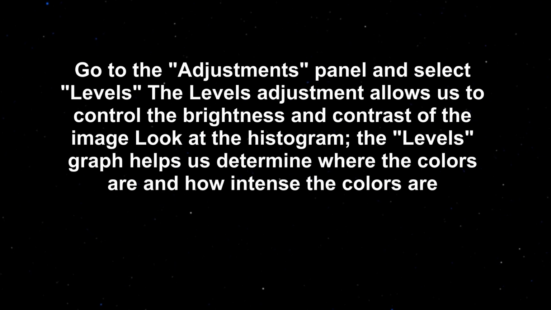Go to the Adjustments panel and select Levels. A Levels adjustment allows us to control the brightness and contrast of the image. Look at the histogram. The Levels graph helps us determine where the colors are and how intense the colors are.